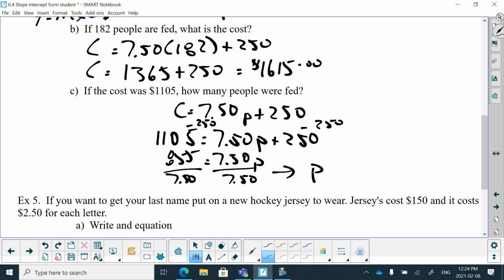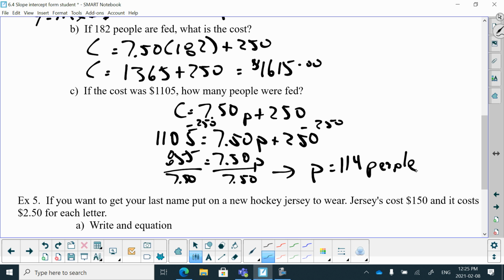Running out of room, so I'm just going to go that way. So how many people were there? 114 people. That's still a decent amount of people. How many people are getting fed? And again, make sure you put your unit. Just people. Questions here?